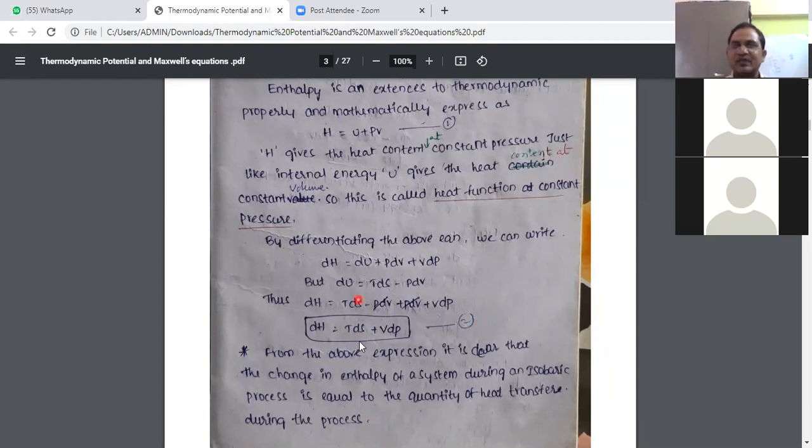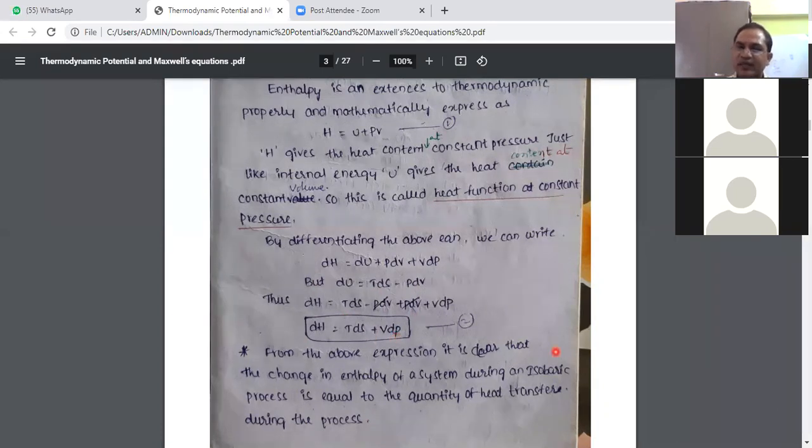If you get this expression, you can write the Maxwell second relation. To write the Maxwell first equation, we use this one: dU equals TdS minus PdV. This is the required equation there. So for the second Maxwell equation, the expression we require is dH equals TdS plus VdP.